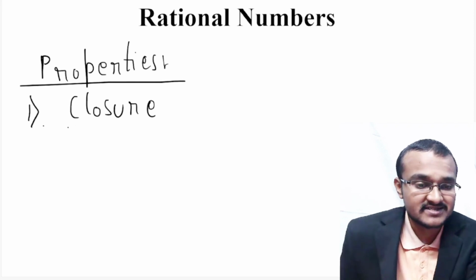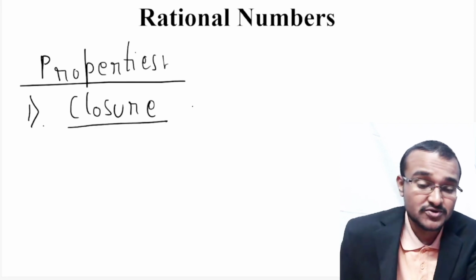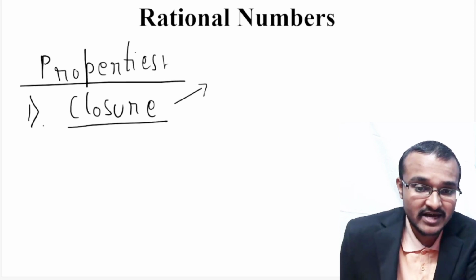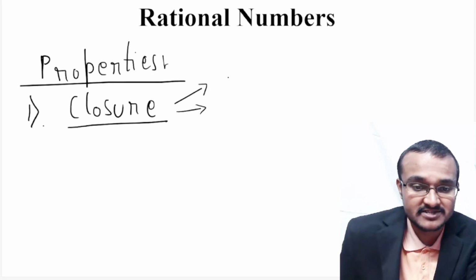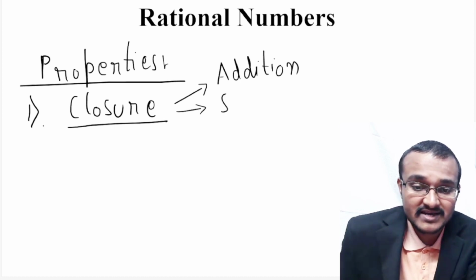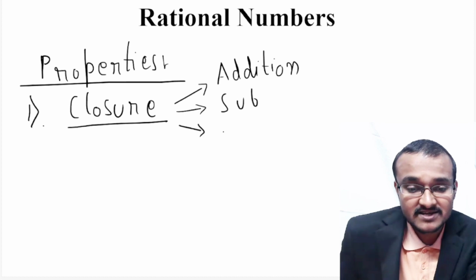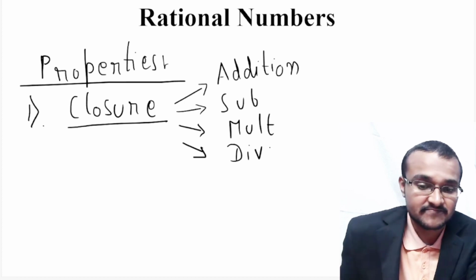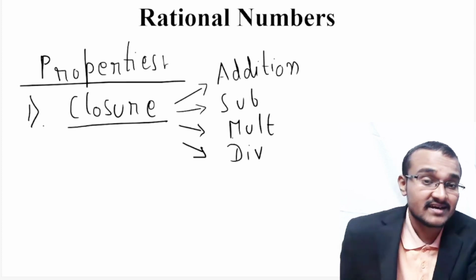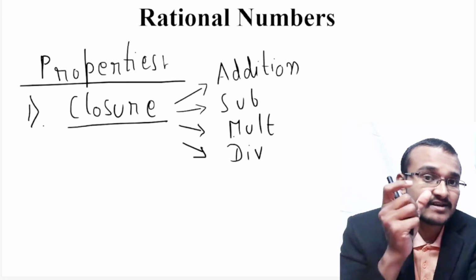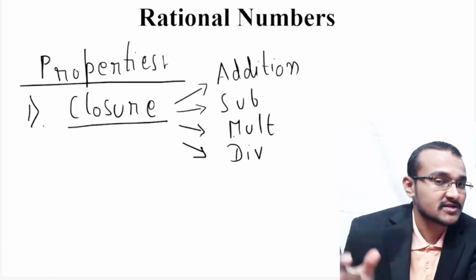So the first property is closure property. In this closure property you have 4 different divisions. One is closure property under addition. The other is closure property under subtraction. The other is closure property under multiplication, and the last one is closure property under division. Now let us go on checking whether each set of numbers obeys closure property or not.